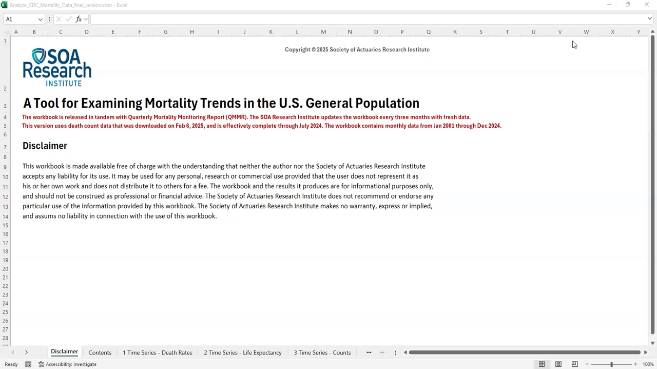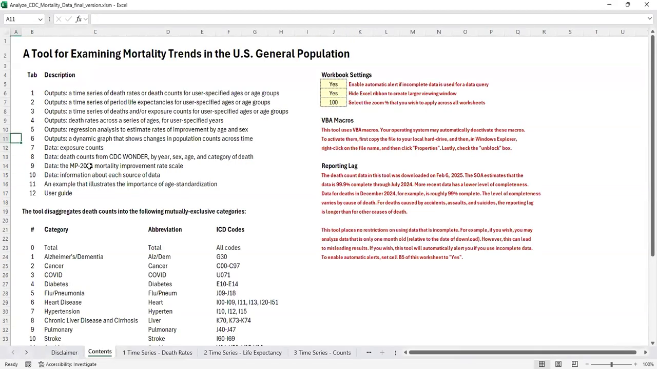The CDC death data in this workbook is disaggregated by month of death, by sex, by individual age, and by 14 major causes of death. The workbook provides several tools to facilitate the analysis of mortality trends, including interactive parameterized graphs that make it easy to visualize the data. The workbook has a Contents tab where each of its worksheets are described.